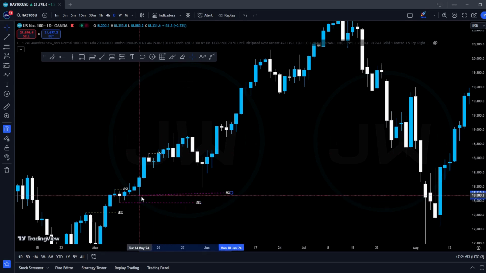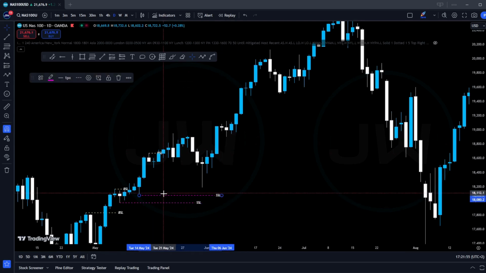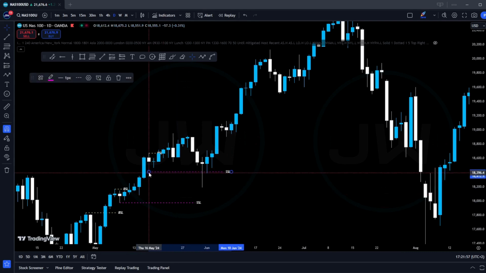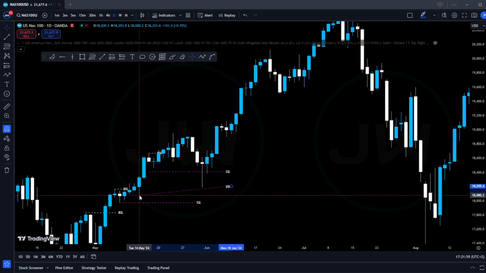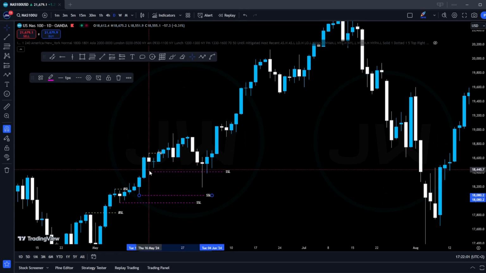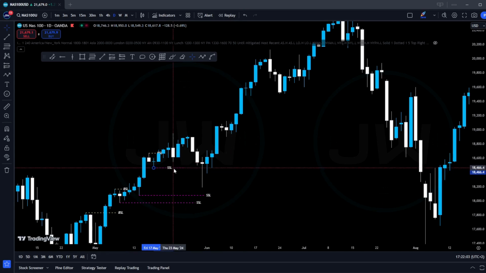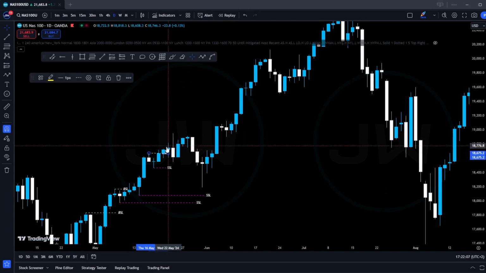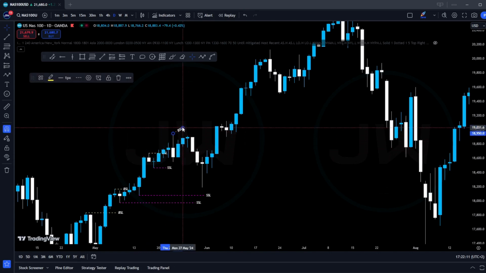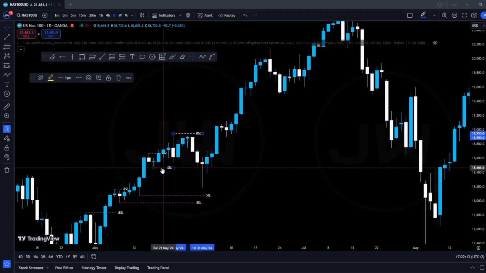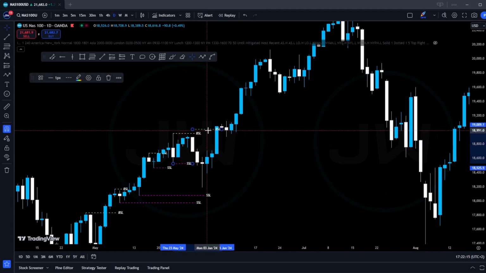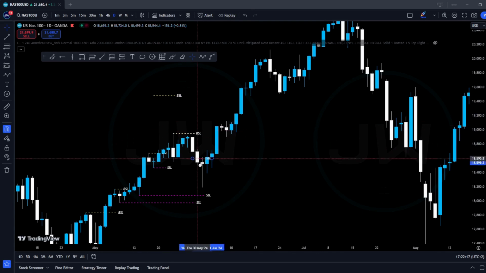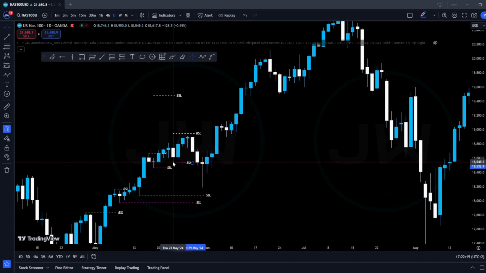Here are our swing lows. And we see that price pushes past buy side once again. Makes a new swing high. That's our new buy side. And our new swing low.